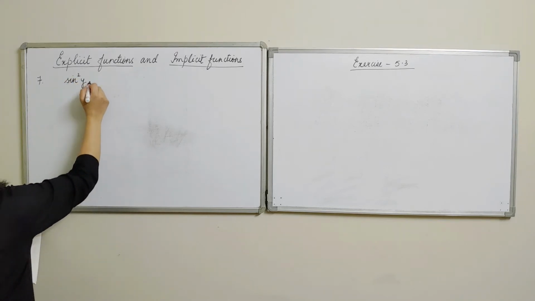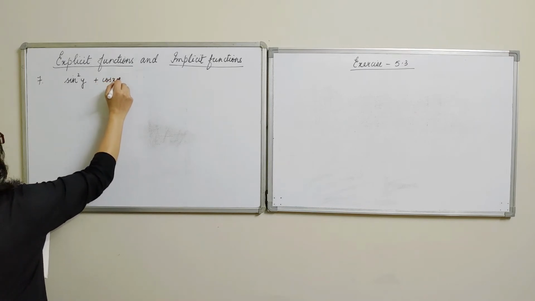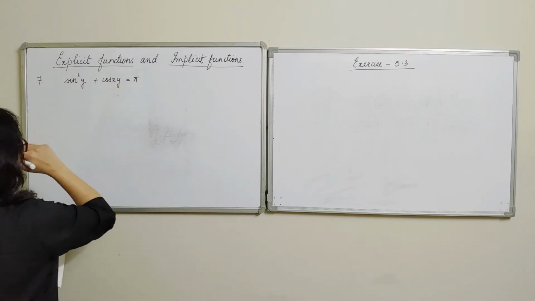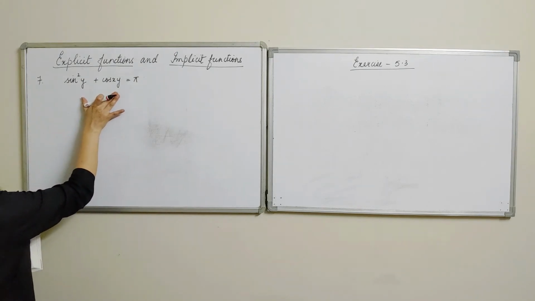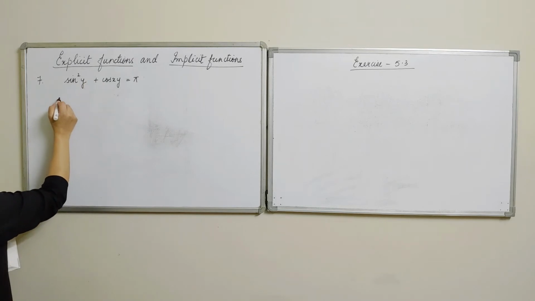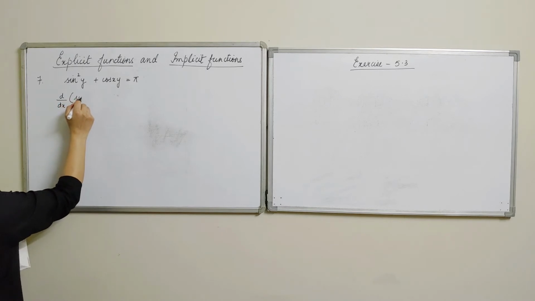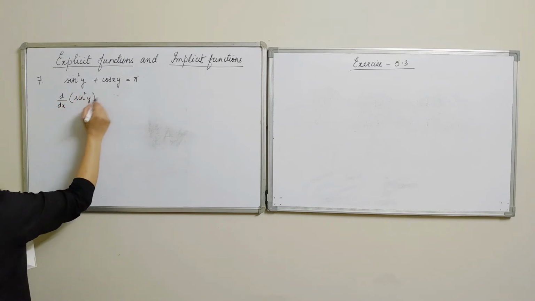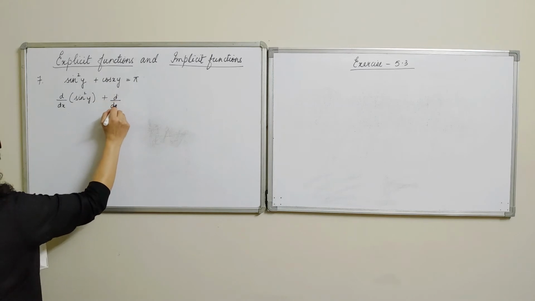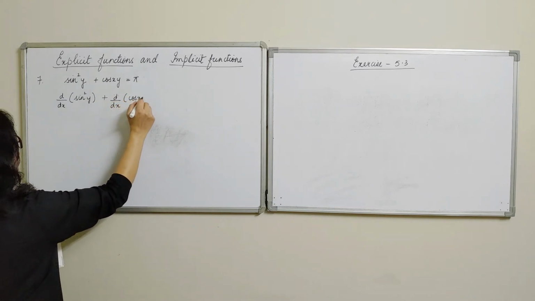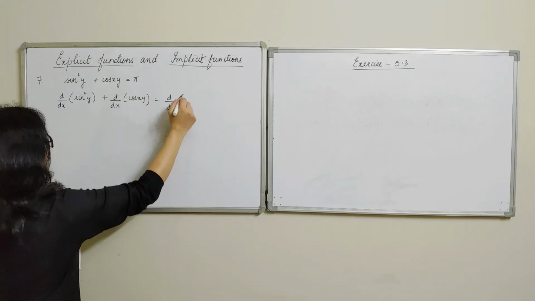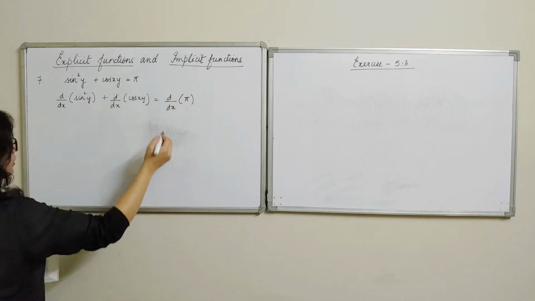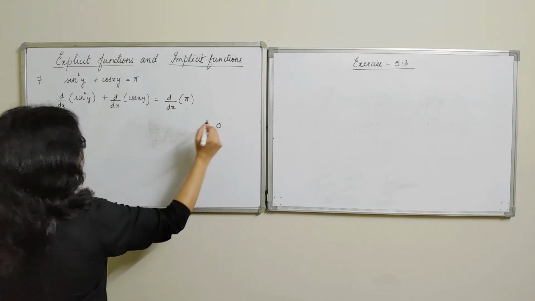Sine square y plus cos xy is equal to pi. So here also you cannot express y in terms of x, hence this is an implicit function. So differentiating both sides with respect to x, I am writing down the derivative of the first term plus the derivative of the second term on the left side, and the derivative of the constant on the right hand side. We know the derivative of this constant is 0.